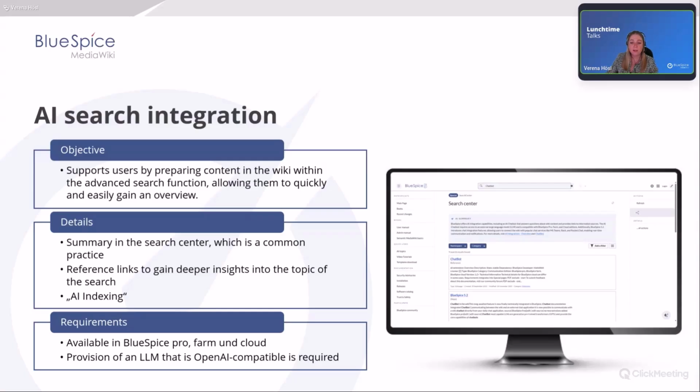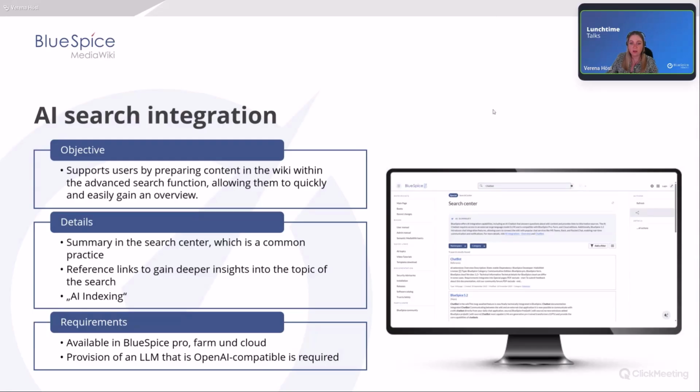So as I said previously, this depends if a page is allowed to be processed by the chatbot, as well as if you would like to consider the stabilization of a page. And for the requirements, it's pretty much the same as for the chatbot. So you would need the BlueSpice Pro, Farm, or Cloud edition. And in addition, there is the need of an LLM that is provided by you and which is OpenAI compatible.